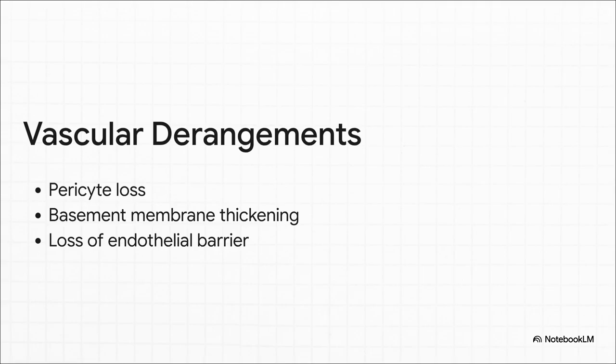Okay, let's dive into this. This is the foundational pillar of the disease. Everything you see at the slit lamp is anchored right here at the microscopic level. There are 3 fundamental histological vascular derangements in diabetic retinopathy. Number 1, parasite loss. Number 2, basement membrane thickening, which decreases the lumen diameter. And number 3, loss of endothelial barrier function.